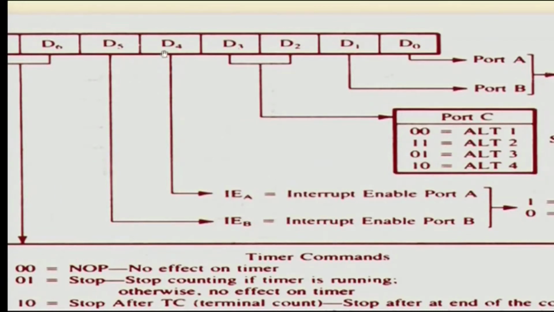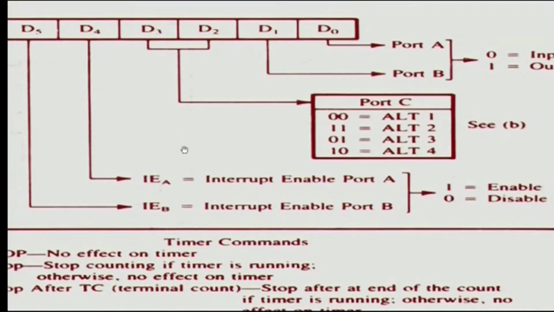Then the 2 signals D4 and D5 are used for the interrupt enable signal. Interrupt enable signal means when the port has the data, if you want to read or write the data, only then will it activate the control signal to the processor to read or write. So, we have 2 separate signals for port A and port B. D4 is for port A interrupt enable, D5 for port B interrupt enable. When the signal is 1 the interrupt is enabled, when the signal is 0 the interrupt is disabled.